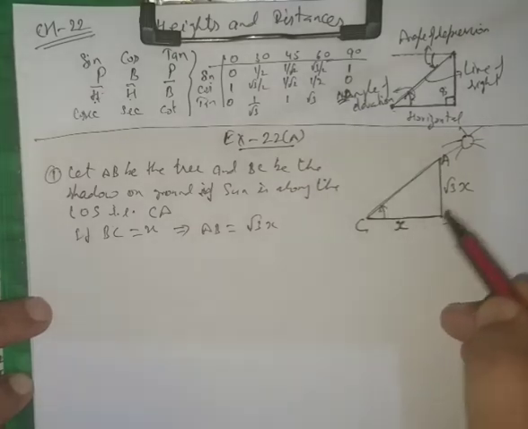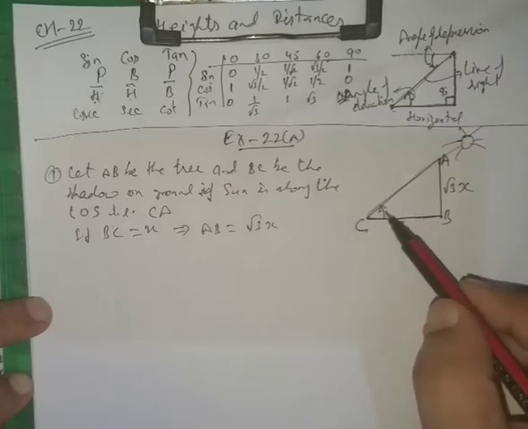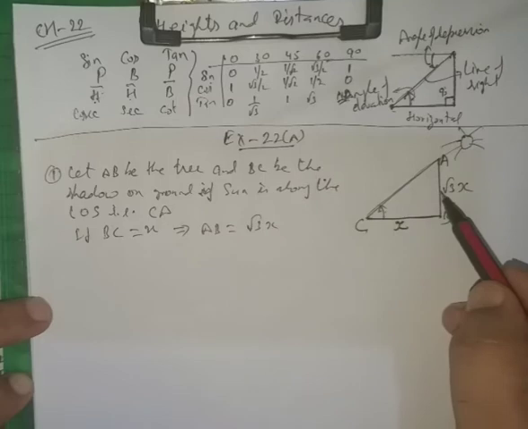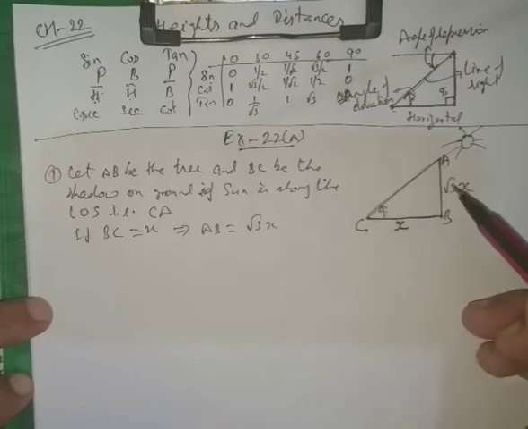So looking at this diagram, what we have is two things, perpendicular and base. The line that is opposite to this angle is called the perpendicular, and the adjacent side here is called the base, and this side is the hypotenuse.